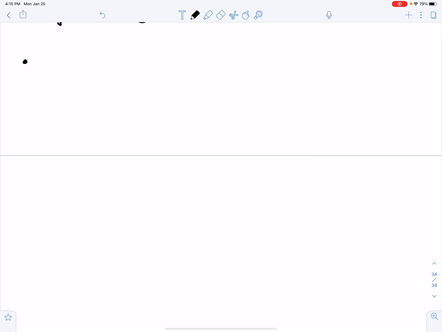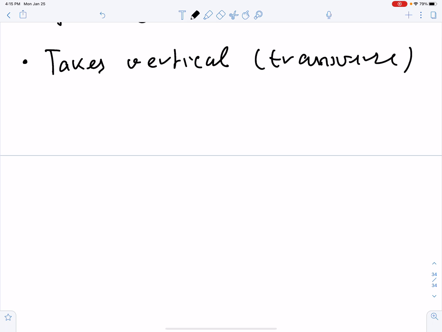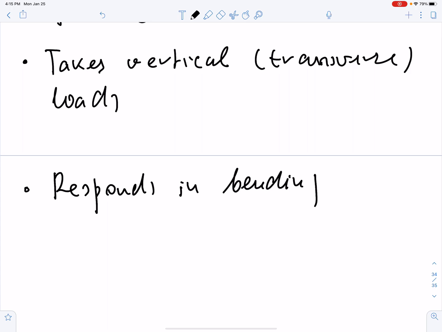of the reader. Okay. So what the beam does, right? It takes vertical loads, okay, or transverse loads, and it responds in bending. In so-called bending.